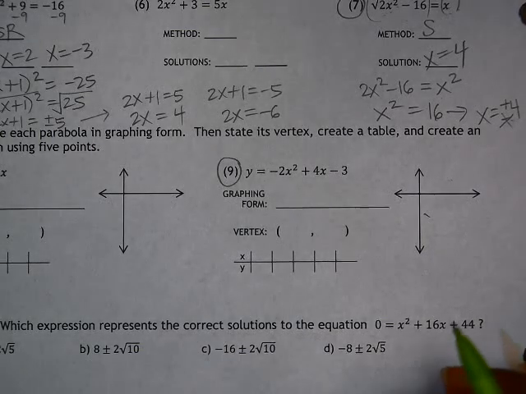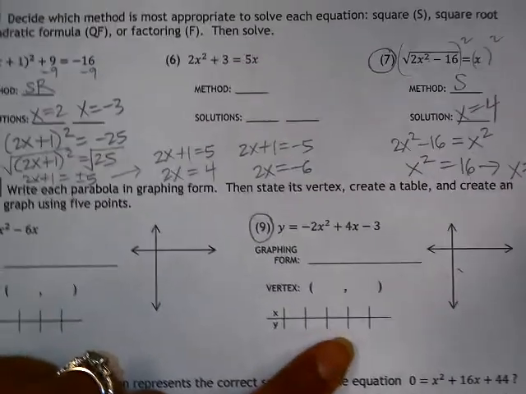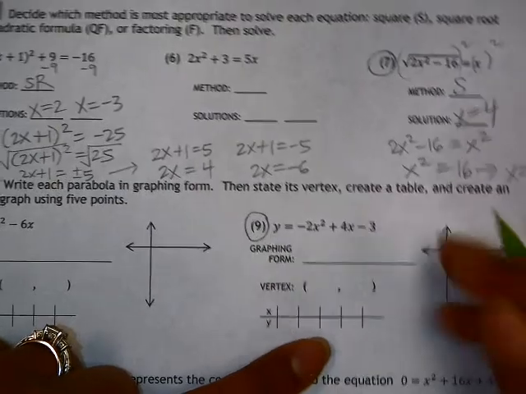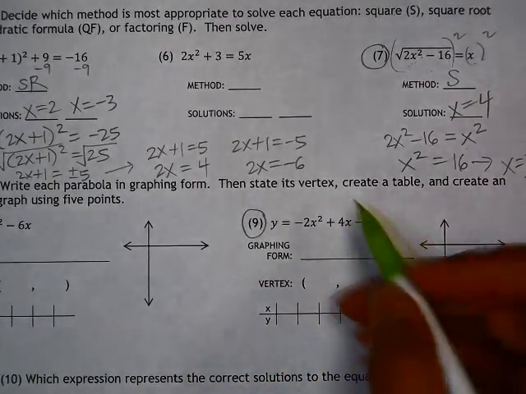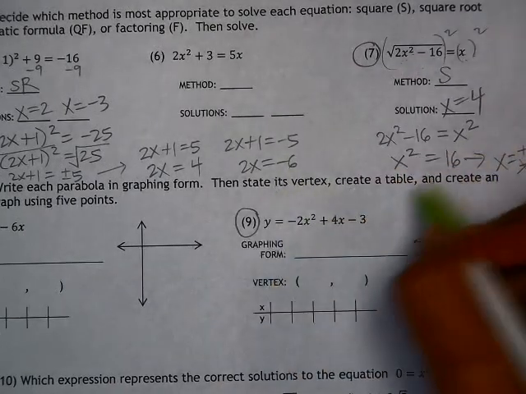This is worksheet 14.1. Let's take a look at number 9, which is to write the parabola in graphing form and then sketch a graph. Looking at this equation, first we should know what graphing form looks like.